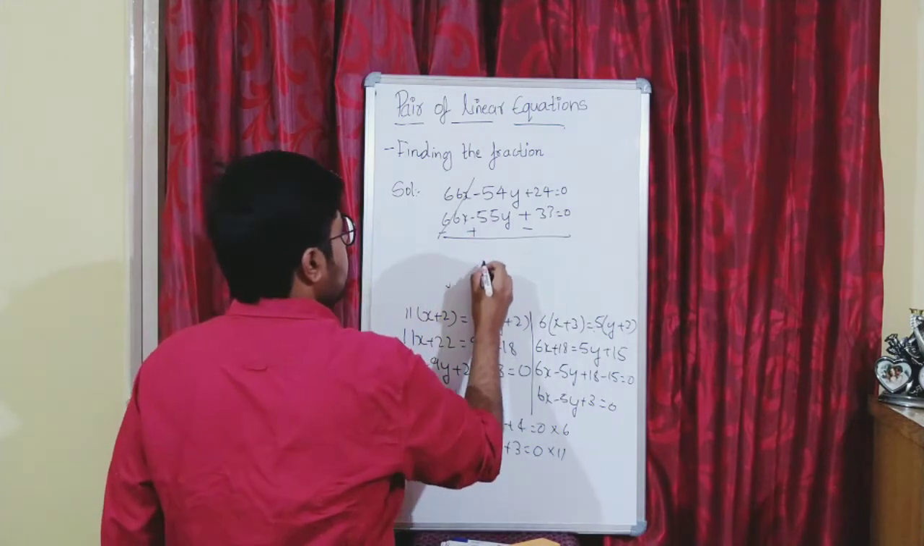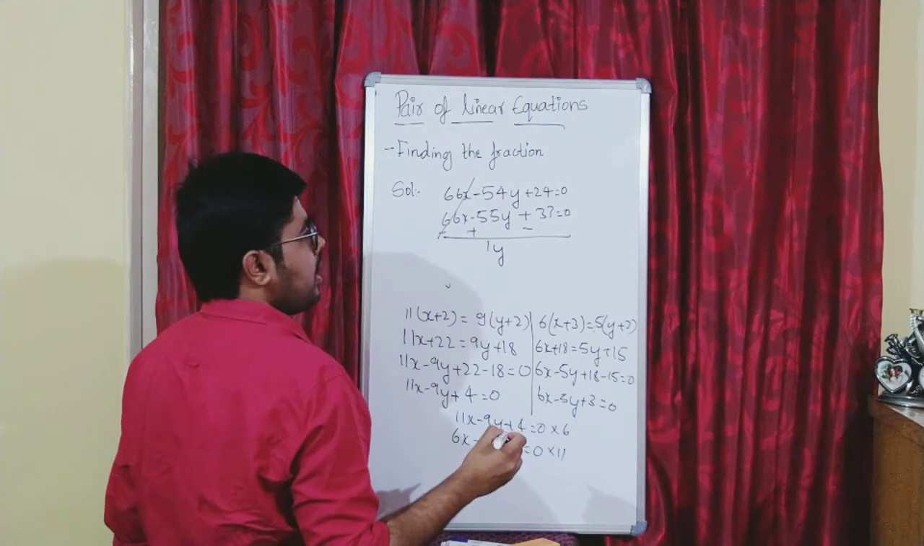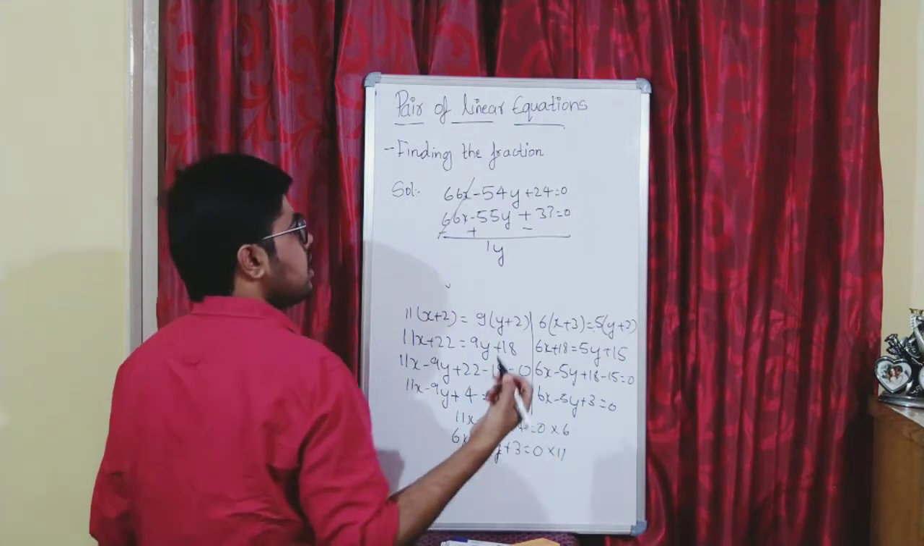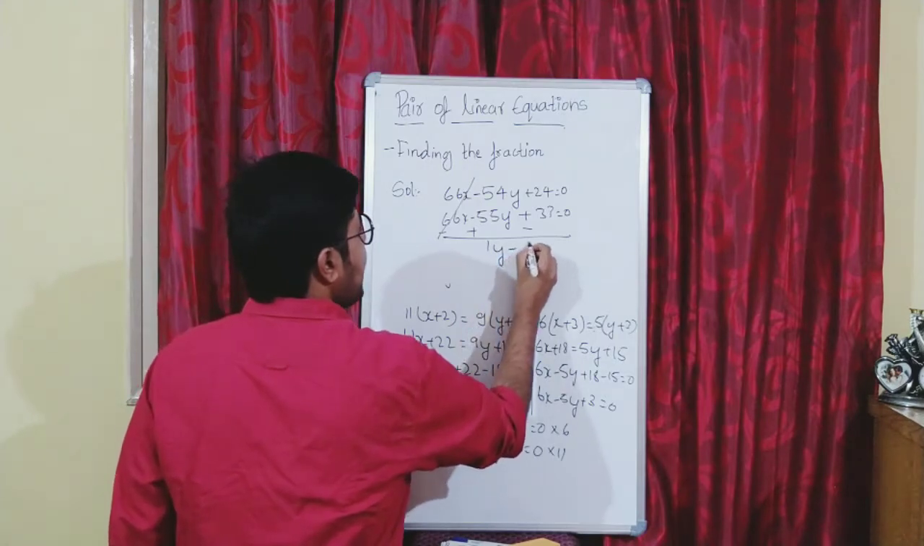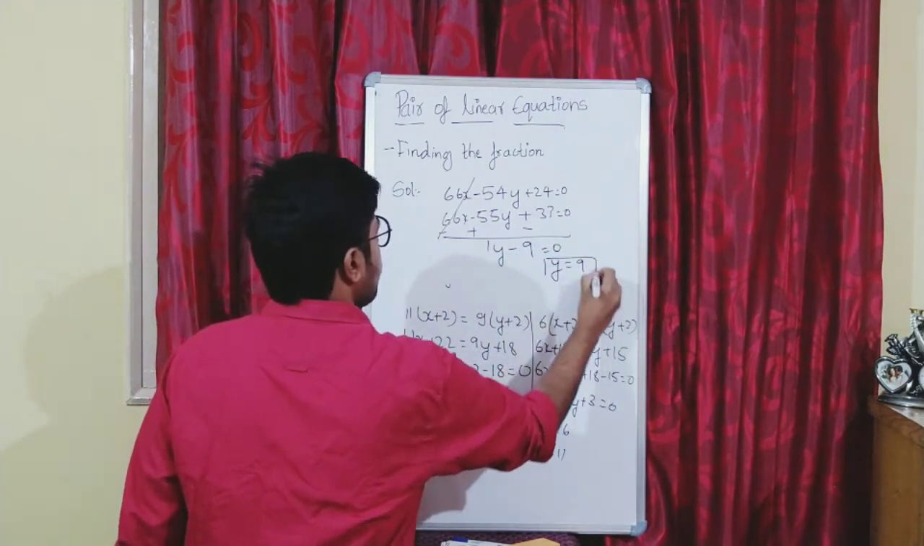So the greater number is 55y. So 24 minus 33, opposite signs again, so subtract. 33 minus 24 is 9. It becomes minus 9y is equal to 0. Therefore y is equal to 9.